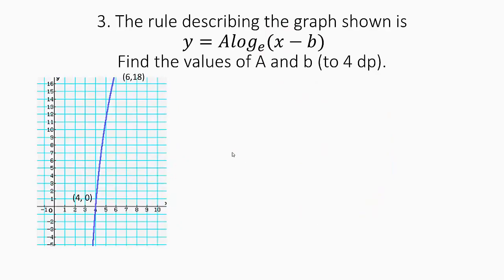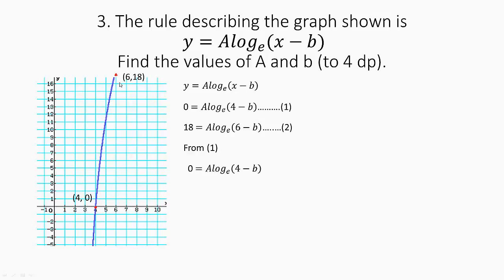Okay, last one. Again, they've given us 2 points here, x equals 4, y equals 0, and up here, just off the edge of the page, x equals 6, y equals 18. This time we're putting it into the form y equals a log to the base e of x minus b. There's our first point, x equals 4 when y equals 0. There's our second point, x equals 6 when y equals 18.